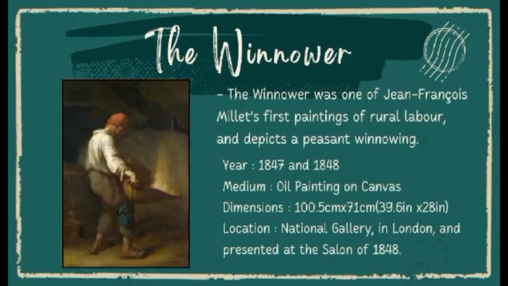Another painting of Jean-Francois Millet was The Winnower. The Winnower is one of Jean-Francois Millet's first paintings of rural labor and depicts a peasant winnowing. The painting shows a man dressed in simple clothing engaged in the act of winnowing grain, which is a process of separating the grain from the chaff or other unwanted material. The painting conveys a sense of quiet labor and rural life.